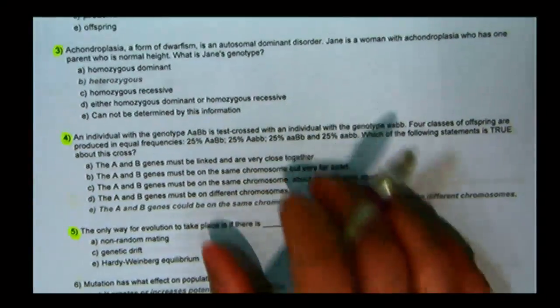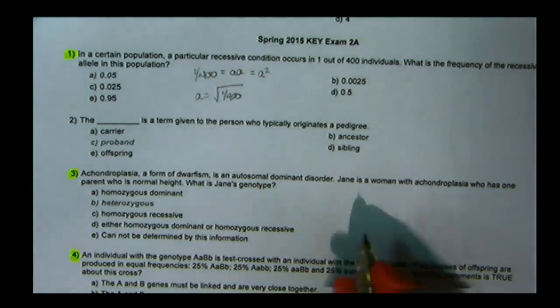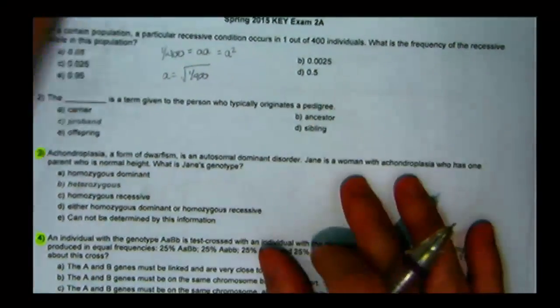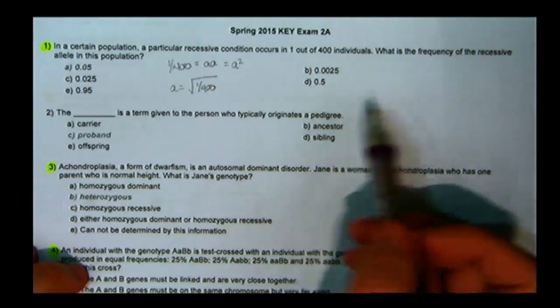So 1 out of 400 is going to give you your genotype, your little a, which corresponds to, you could think, little a squared. So to find the frequency of just one of those little a's, you're going to take the square root of 1 over 400. That should give you 0.05.